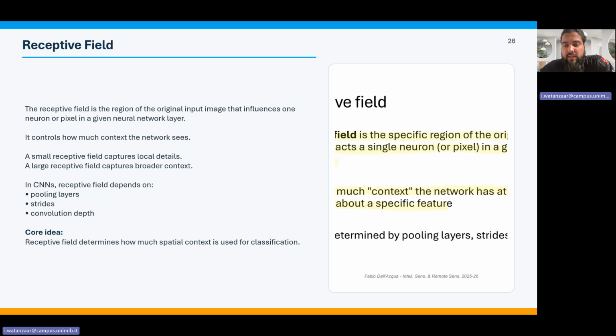So these are the main three things, in more technical terms, when we are implementing a CNN. We are using the convolutional method or class, like the pooling layers, strides, and convolutional depth. So the receptive field is dependent on these things and how they are influencing the image. A neuron or a single pixel can affect the neural network for the maximum looking of the whole network. So the core area is that the receptive field determines how much spatial context is used for the classification.